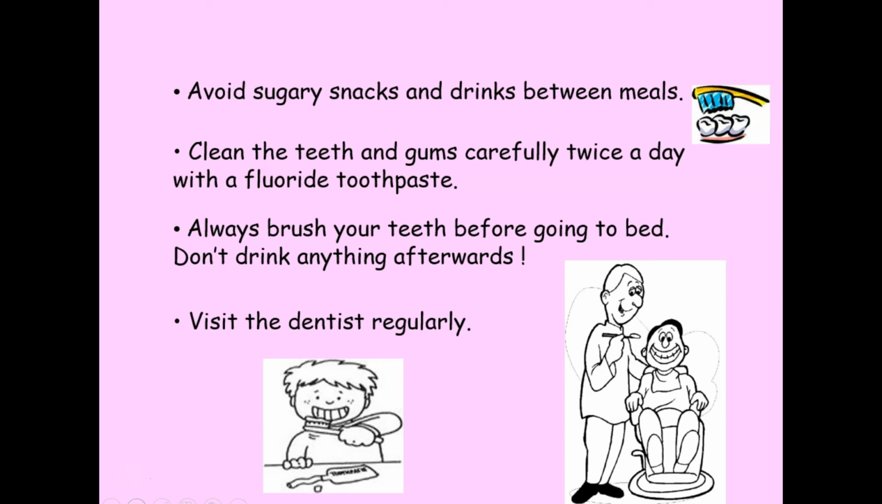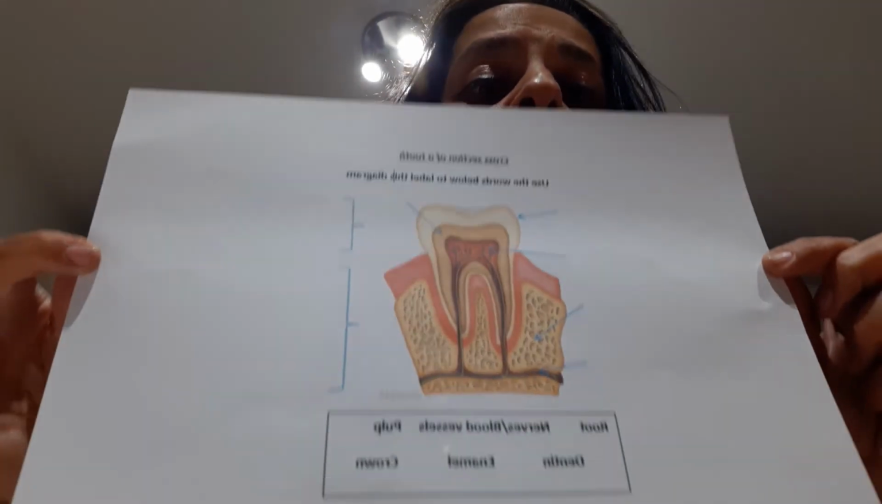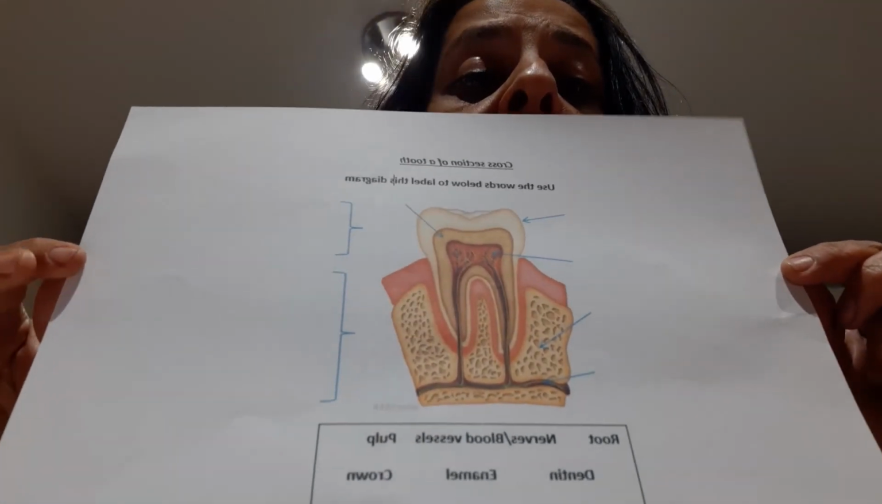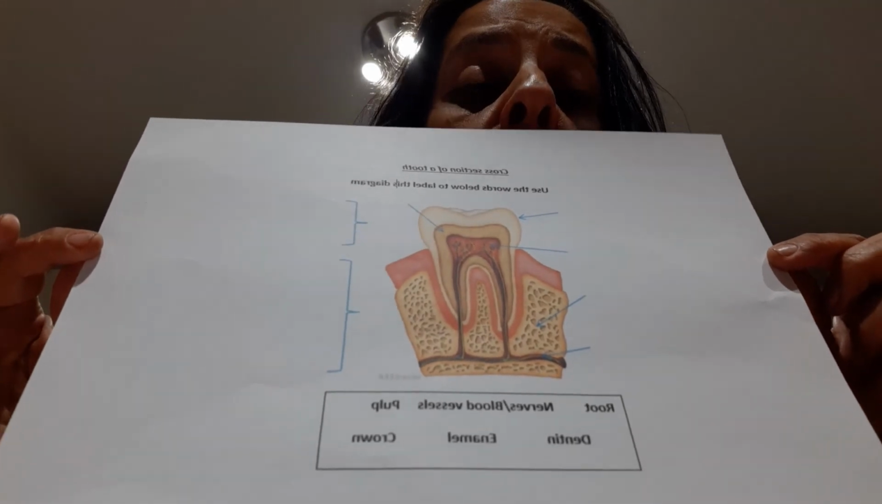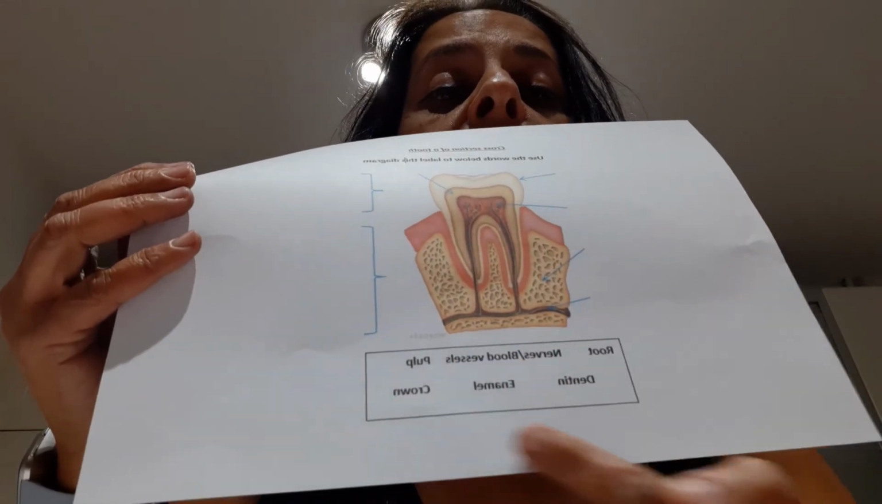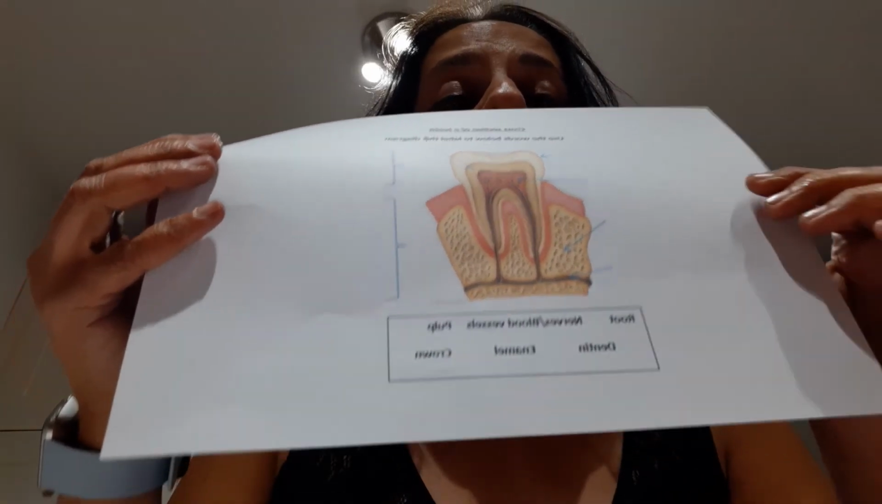Right then, now on to our activities. You have a choice of activities today. The first one is to open the document called Cross-Section of a Tooth, and you should have this piece of work there. And all you have to do for this is to draw the cross-section of the tooth and use the words underneath to label the different parts.